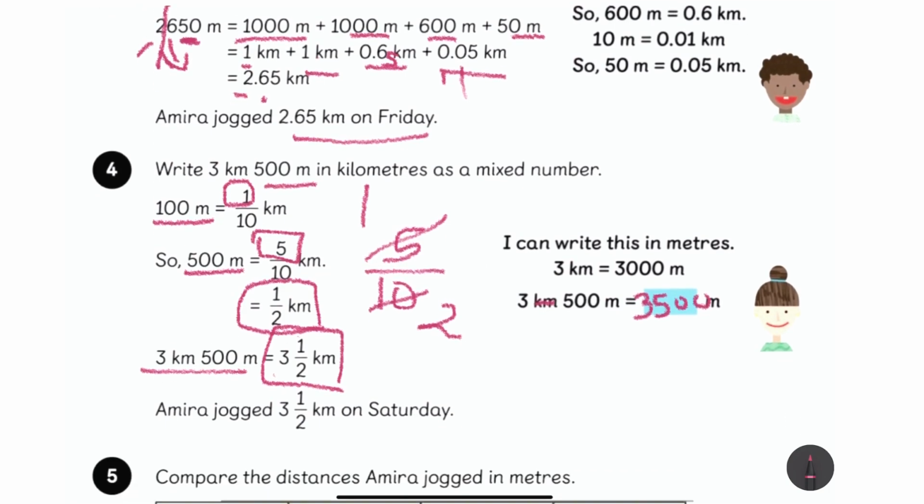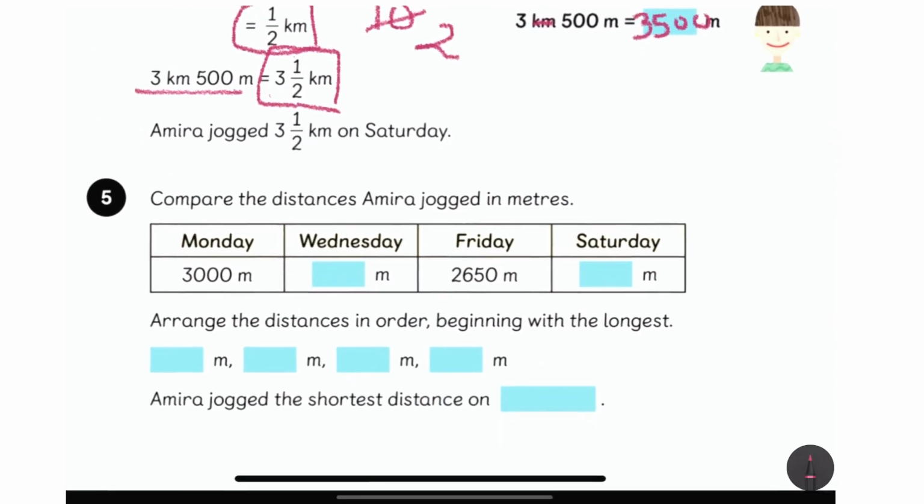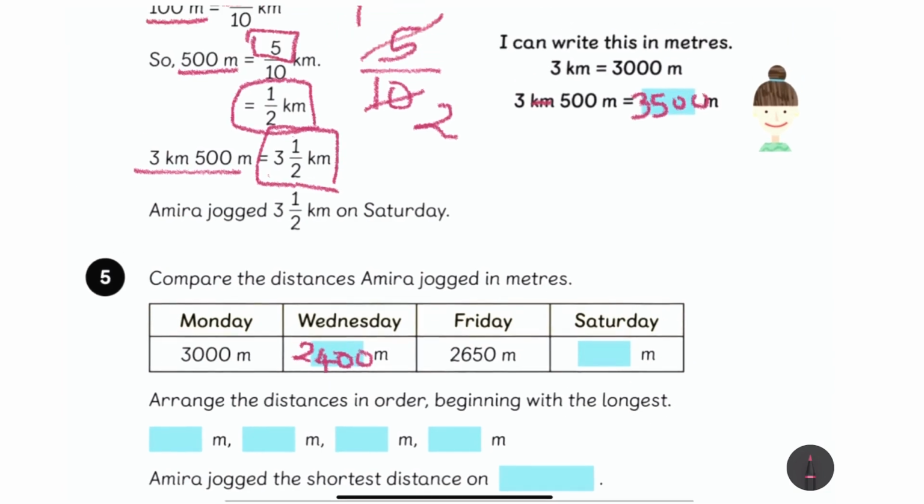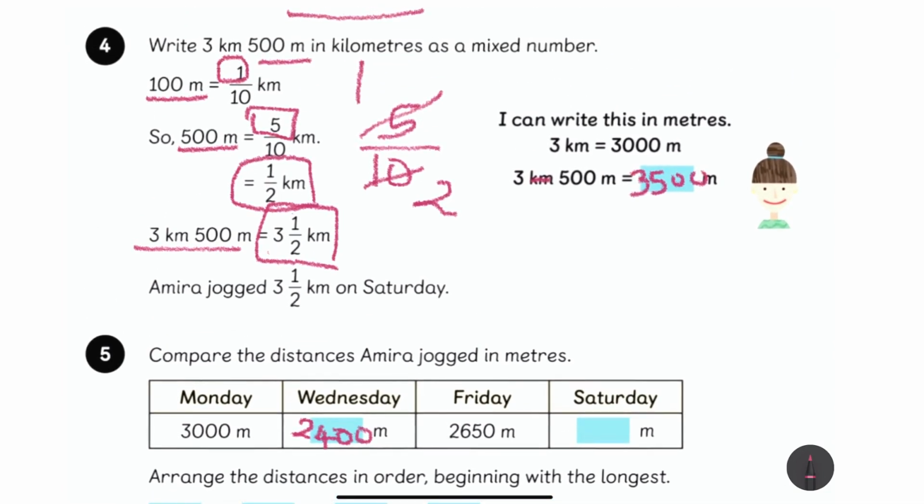Okay. Let's go to the next example. It's saying compare the distances Amira jogged in meters. So that's the reason we had converted into meters. As we know, Monday it was 3,000 meter. Wednesday we calculated she jogged 2,400 meters. You can go back and check. Friday is 2,650 meters. And finally on Saturday, I can take this up right here and you see it is 3,500. Same thing, I'm going to write it here.